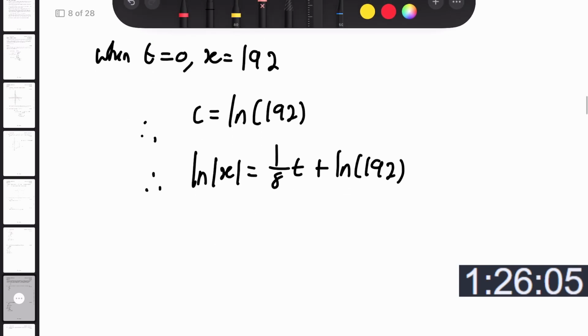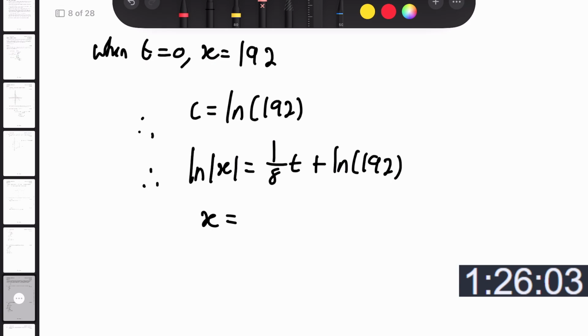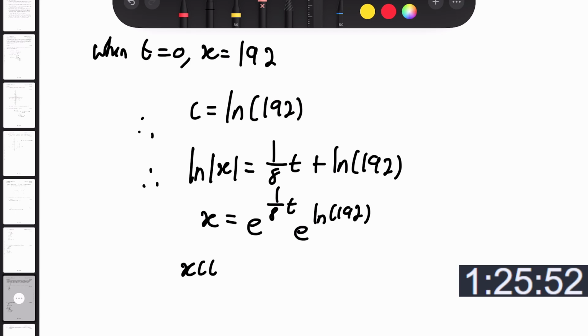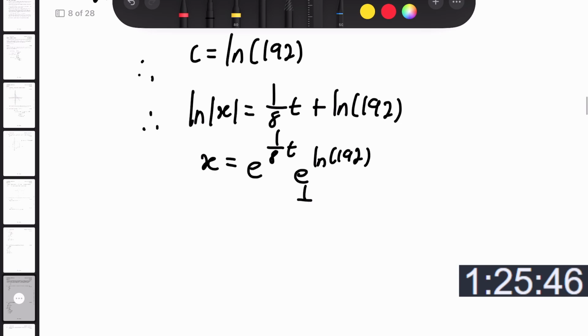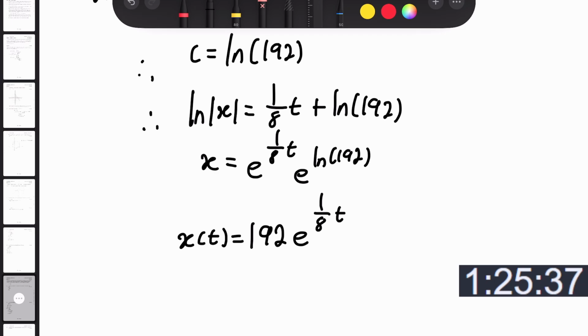So if we get x by itself, x is going to equal e to the 1 on 8 t, and that's going to become e to the ln of 192. So x of t is going to equal 192 e to the 1 on 8 t. I'm going to write that below so it's clearer. x of t equals 192 e to the 1 on 8 t. Excellent.